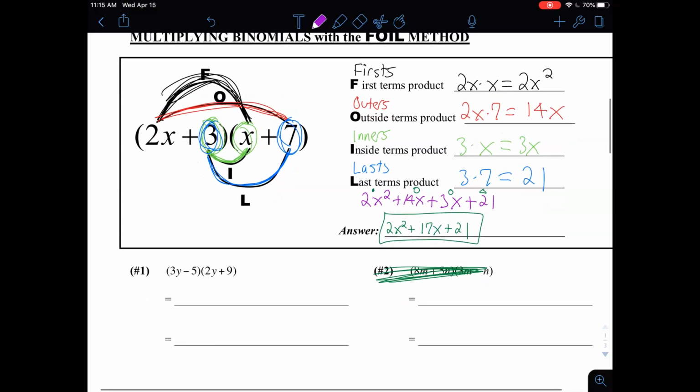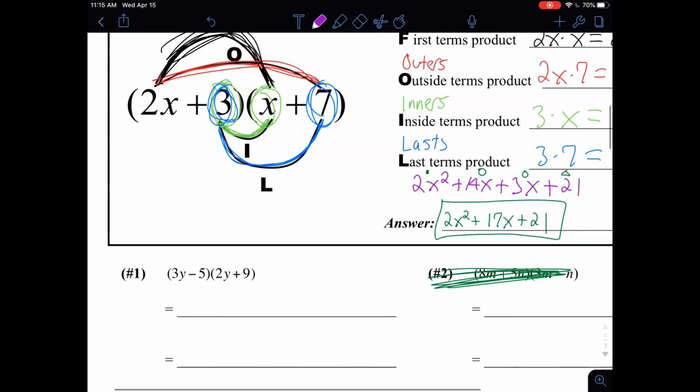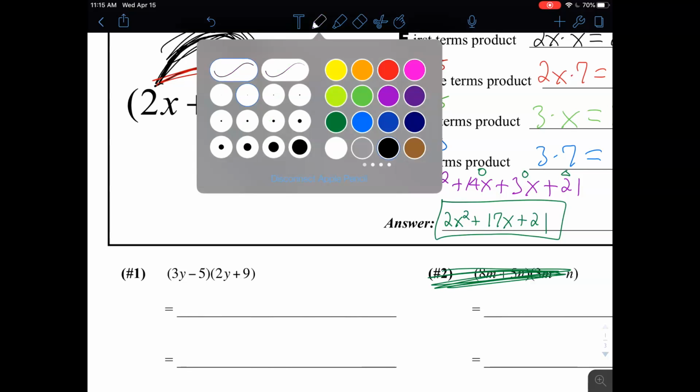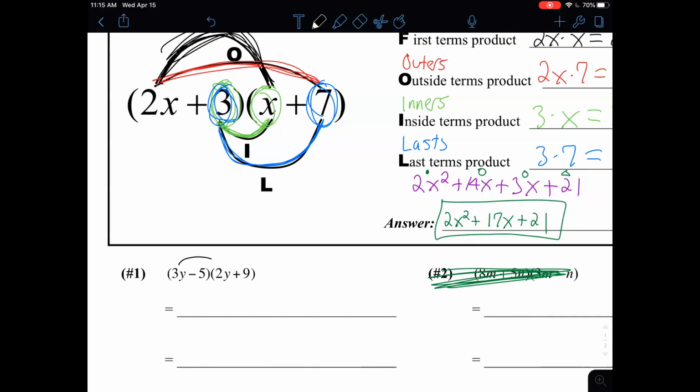Okay, let's go through number 1 together here, okay? So, we are distributing 3y at negative 5 to 2y plus 9. So, we're going to do FOIL, okay? FOIL, the F stands for firsts. So, we're going to do first times first.